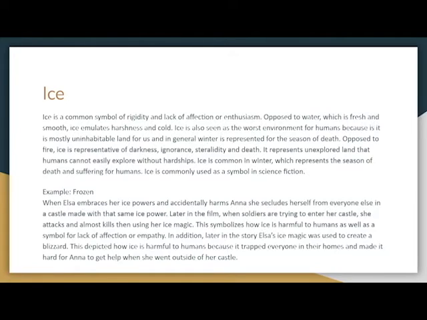Later in the film, when soldiers are trying to enter her castle, she attacks and almost kills them using her ice magic. This symbolizes how ice is harmful to humans as well as a symbol for lack of affection or empathy.